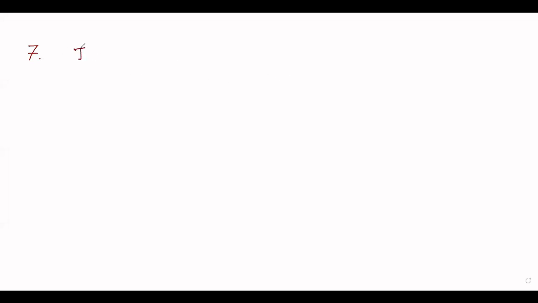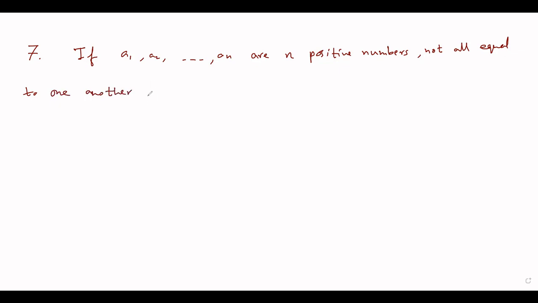And here they are claiming that if A1, A2 up to An are n number of positive numbers and not all equal to one another, then what they're claiming is n times the sum over ar to the power x plus y is actually greater than the sum over ar to the power x times the sum over ar to the power y, and the summations are for r equals 1 up to n.